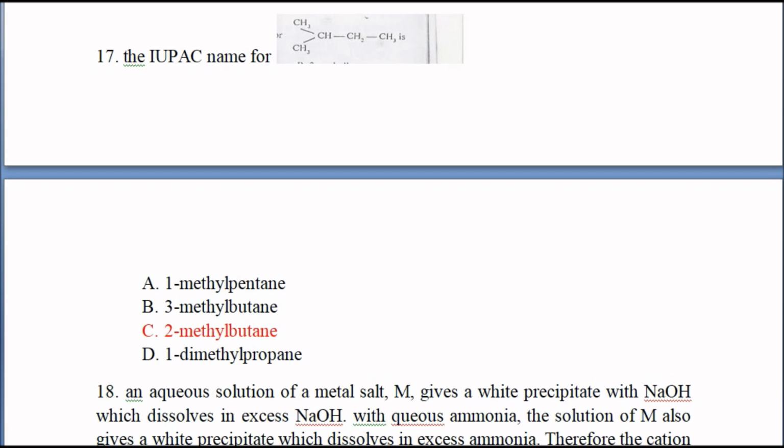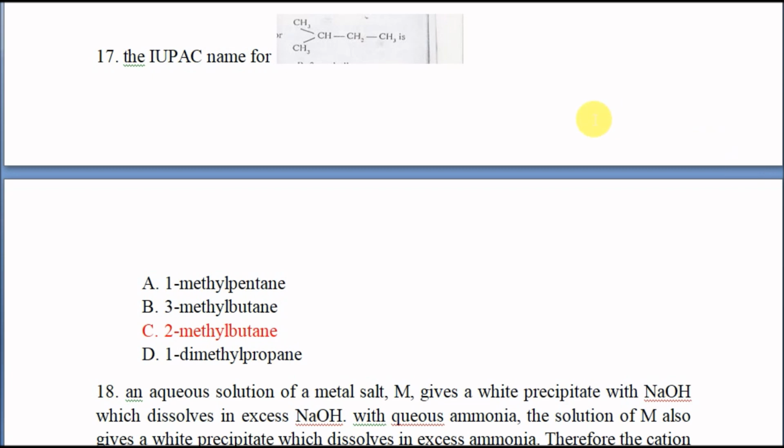Number 17. The IUPAC name for this organic compound shown is A. 1-methylpentane. B. 3-methylbutane. C. 2-methylbutane. D. 1-dimethylpropane. The answer is C. 2-methylbutane.